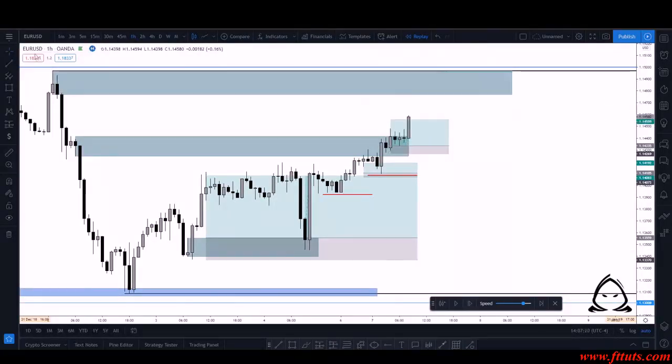We see that price has now broken this structure. So what we can do is just manage our trade just below this wick right here, which is the low of the move.